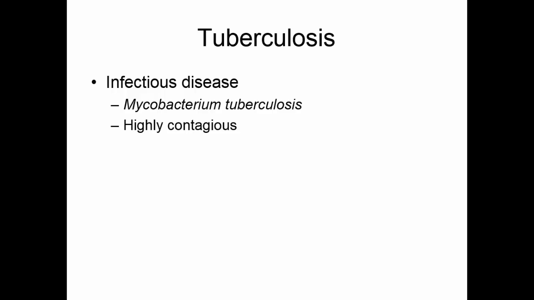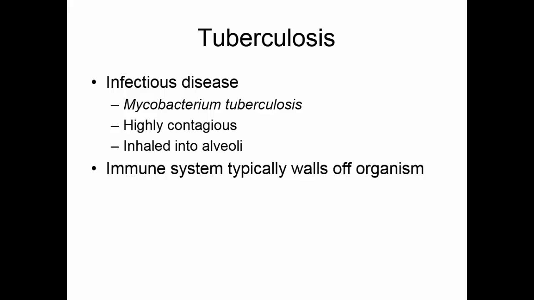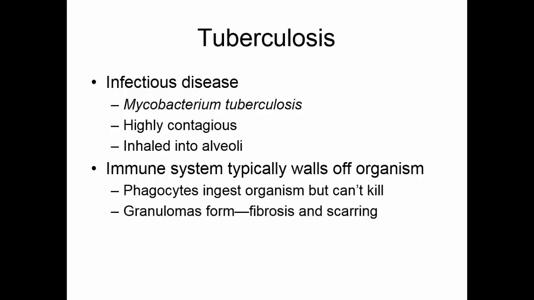It is highly contagious. This is a very small organism that's easily inhaled deep into the lungs all the way into the alveoli. Those macrophages that are wandering around inside the lungs ingest the organism, but they can't kill the organism, they can't digest it. As a result, the body will collect these phagocytes that have the organism in it and will kind of wall them off. We make what's called a granuloma.